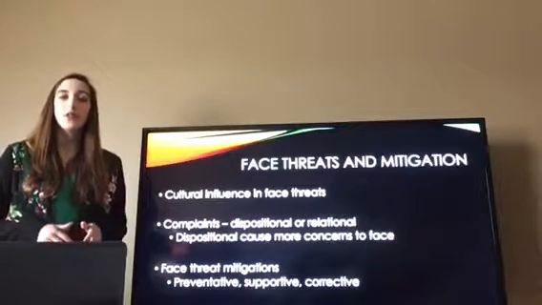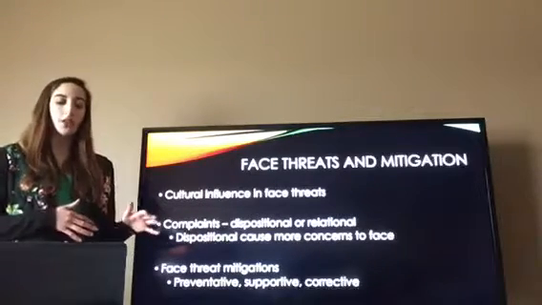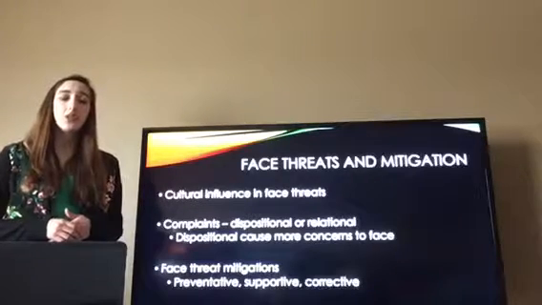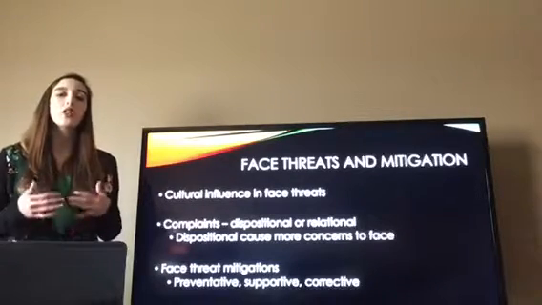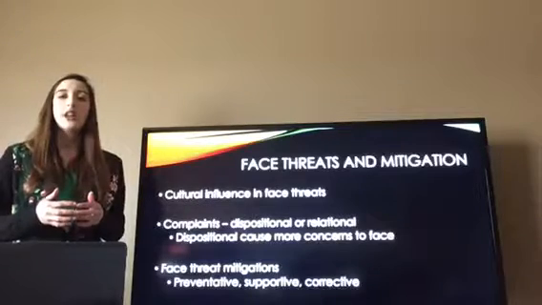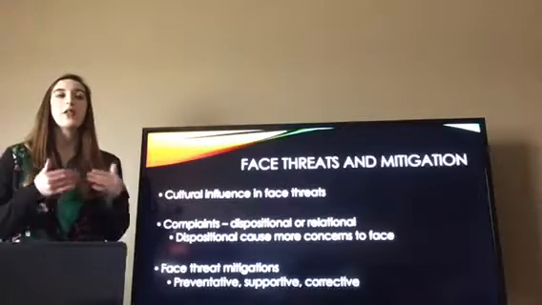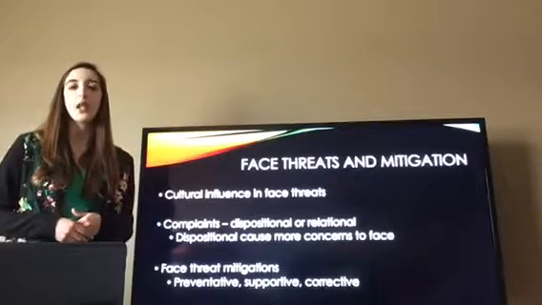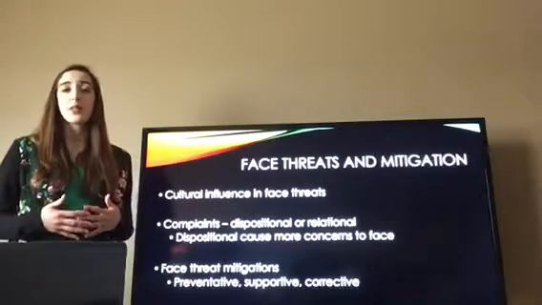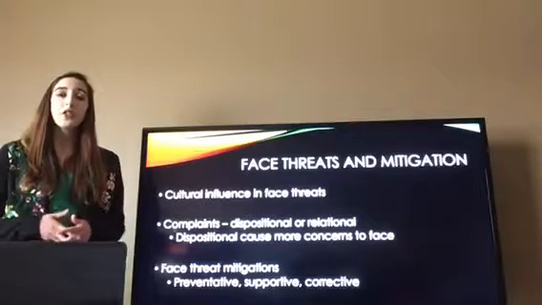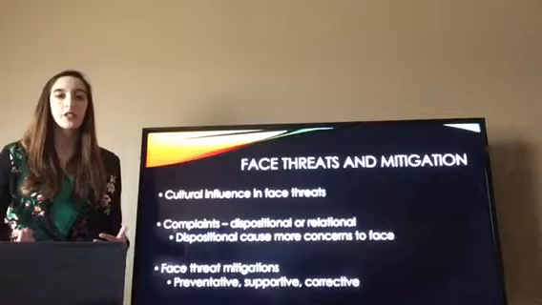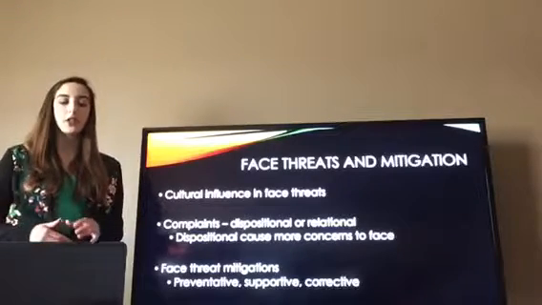Now, there are two different types of complaints. We have a relational complaint and a dispositional complaint. Dispositional complaints may cause more concern to face because it is a direct complaint about the other person, some sort of characteristic that you don't agree with or that you don't like, which can directly attack that person's face.